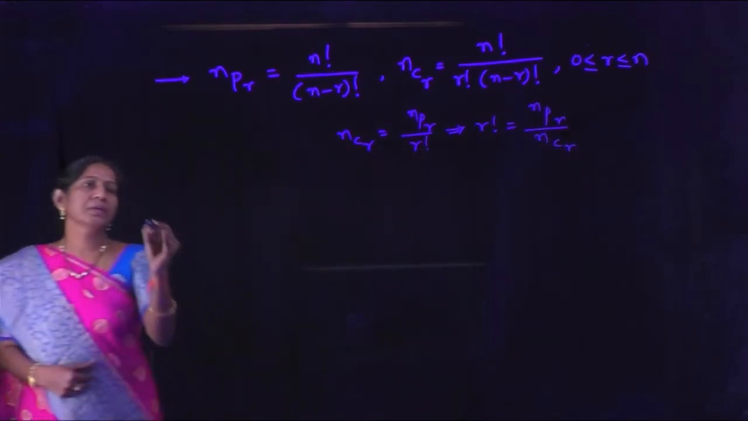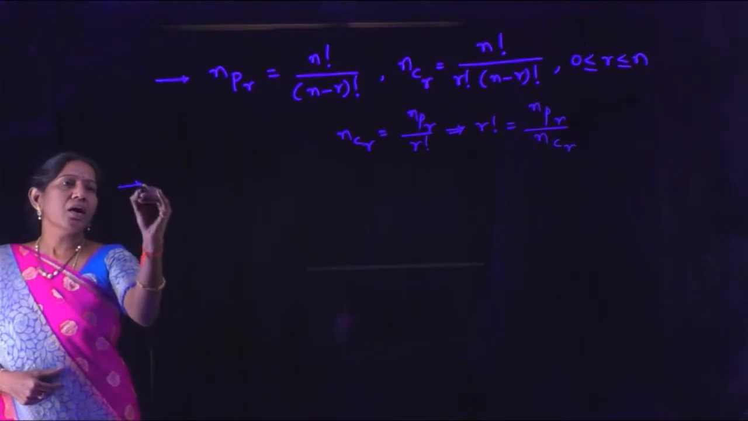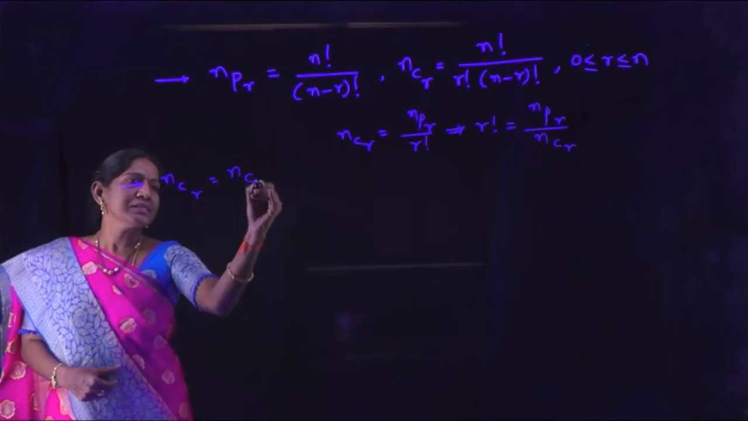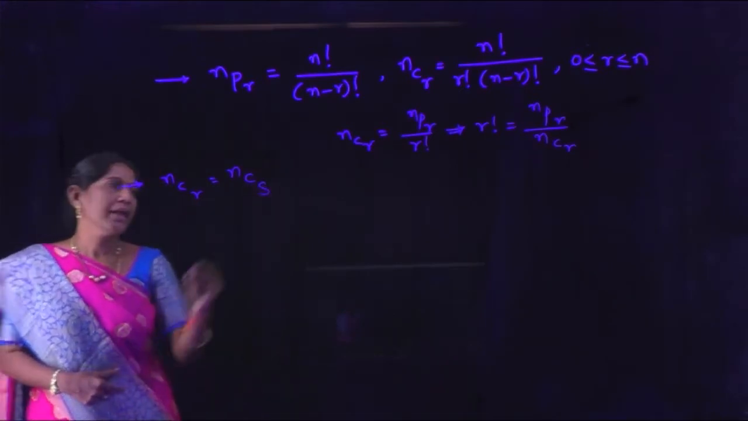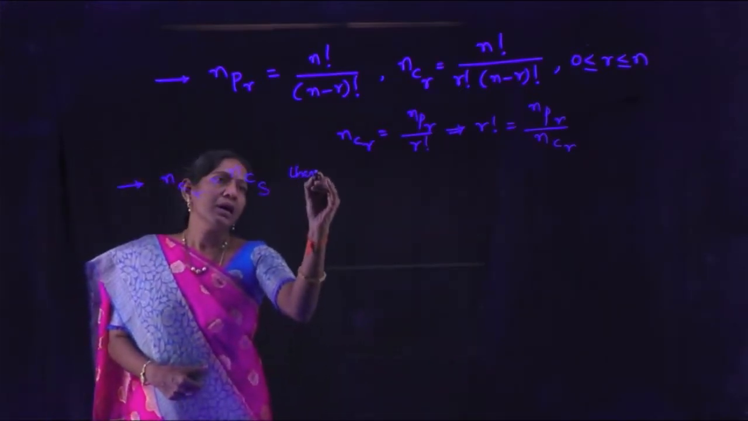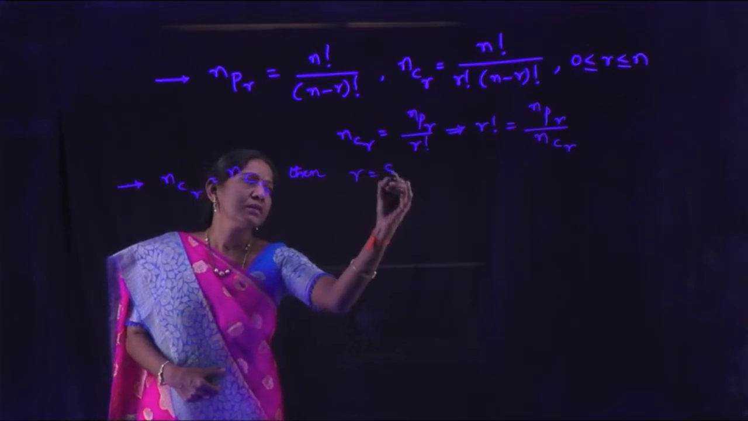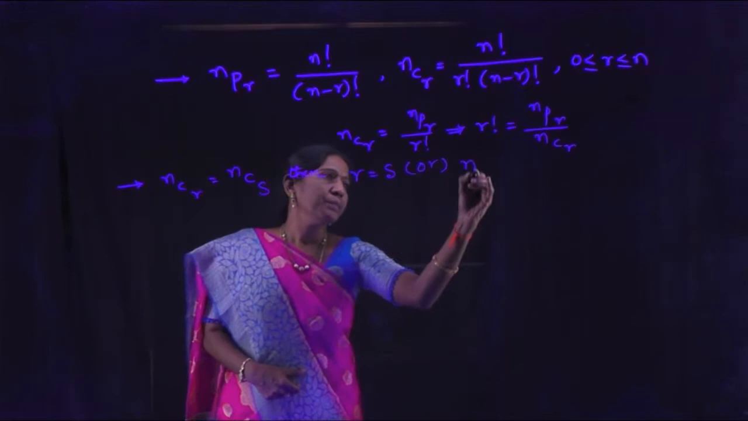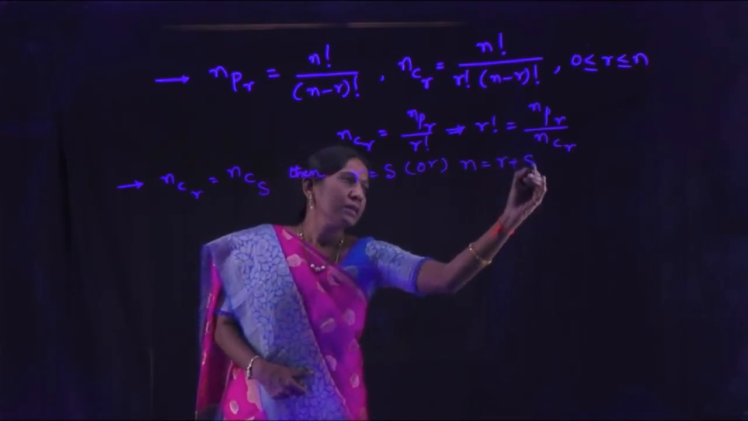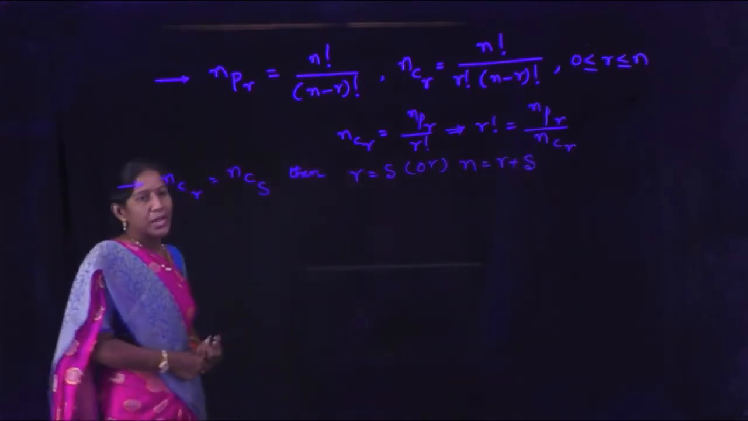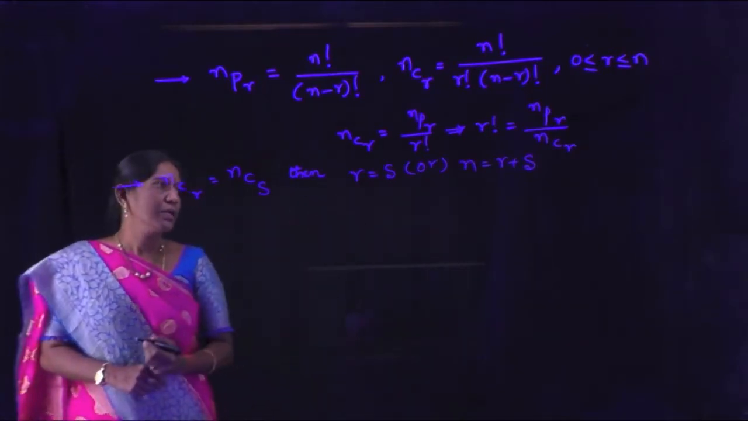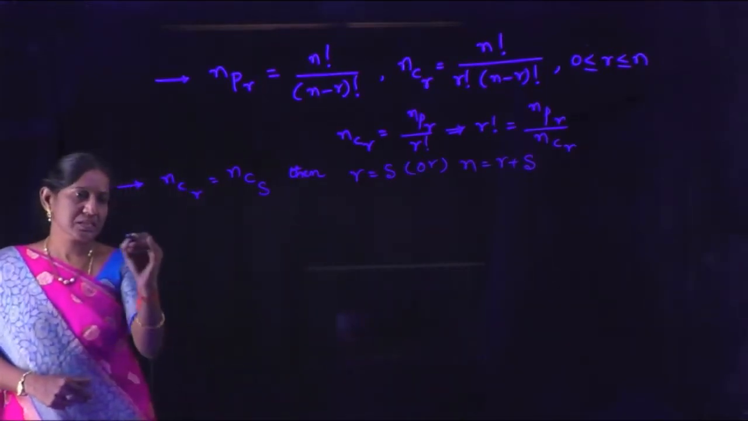And if nCr equal to nCs, then r equal to s or n equal to r plus s.